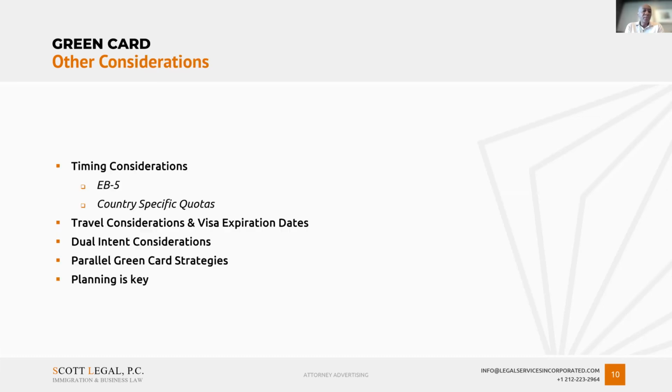You always have to consider timing when you are moving from a non-immigrant visa to a green card, because sometimes the adjudication process takes a long time, sometimes years, sometimes 5 years in the EB-5 context.